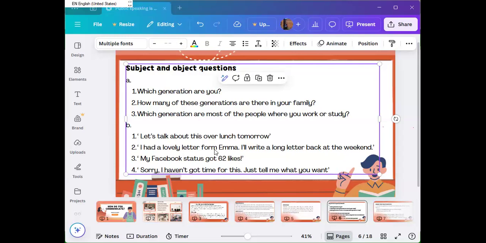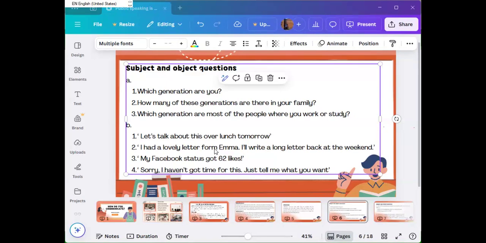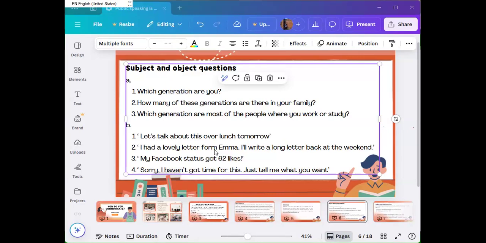My Facebook status got 62 likes. So let's think about it starting from veteran to millennials, not about Gen Z and Gen F. I will let it be. Just four generations. Just think very easy. Don't think deeply. So here, my Facebook status got 62 likes. What do you think? Which generations? Generation X, maybe. Yes. So what about number 4?